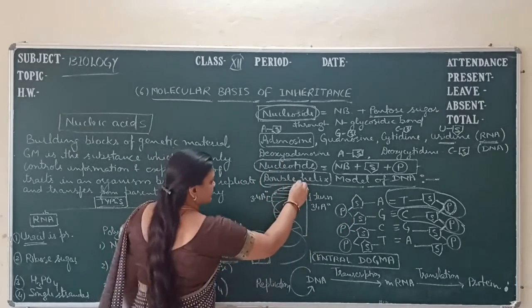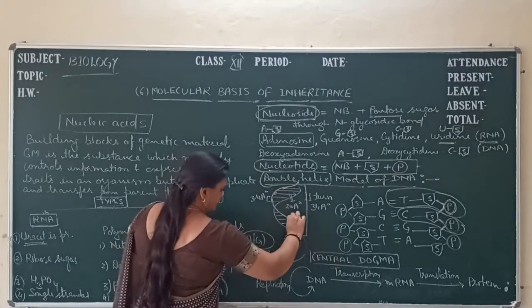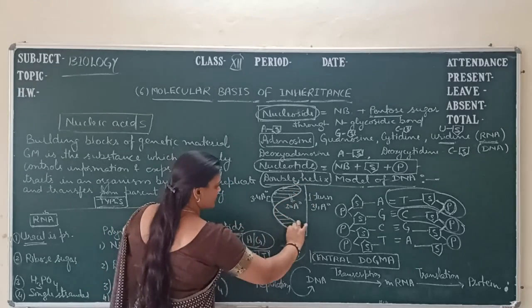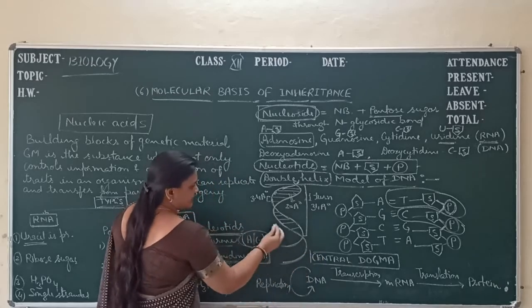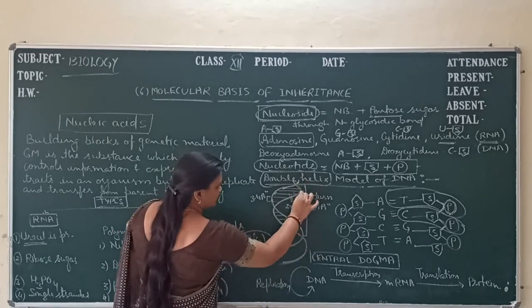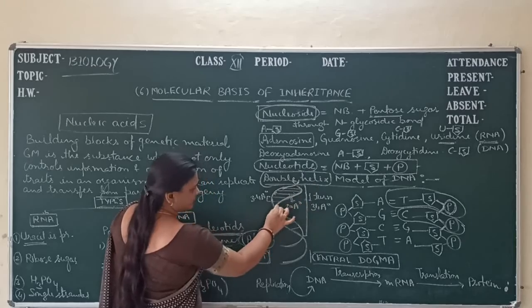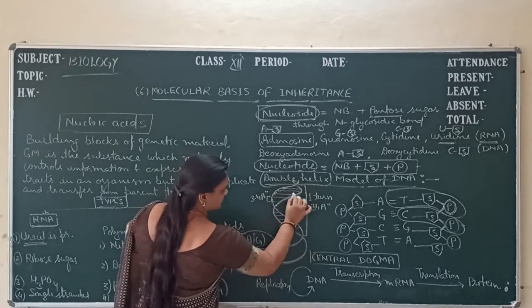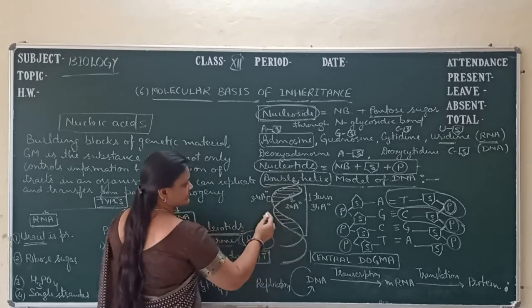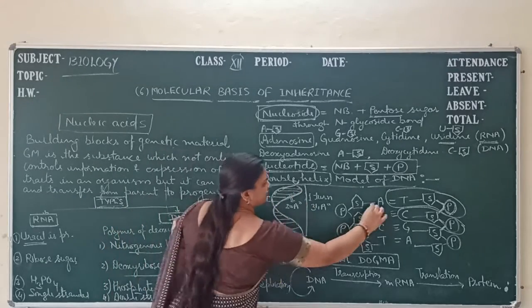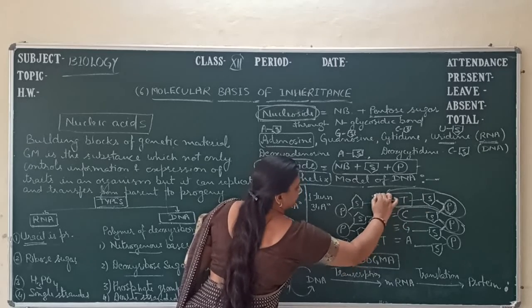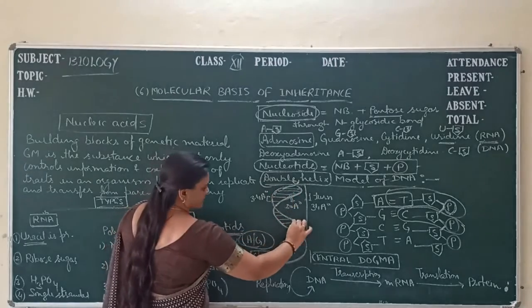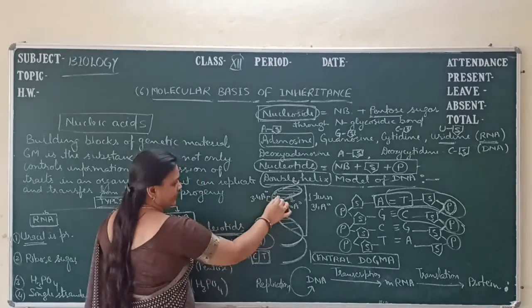And what is in the structure of the model? These two strands are anti-parallel to each other, and the backbone of the molecule is made up of sugar and phosphate, and the stairs, we can say the stack, are made up of nitrogenous base pairs. These are the nitrogenous base pairs. So this makes the double helical structure.